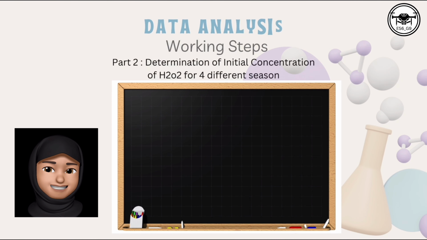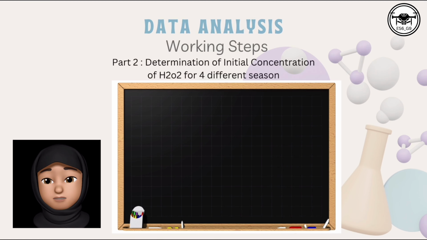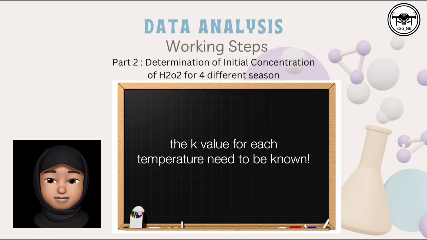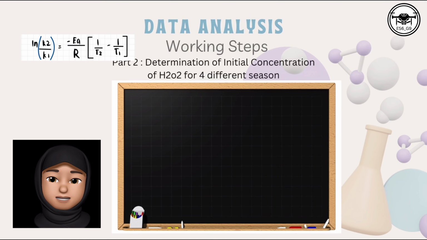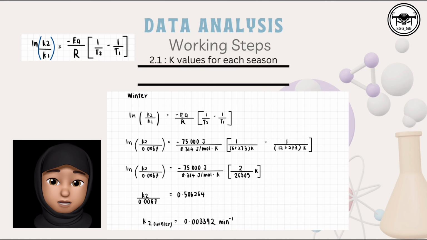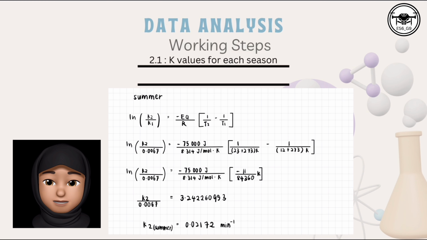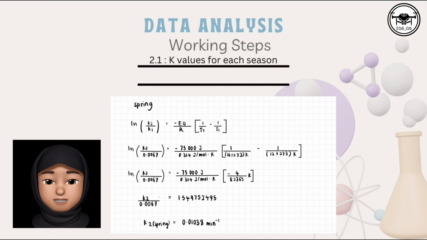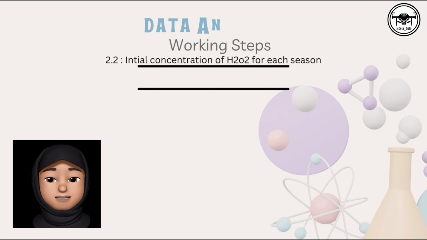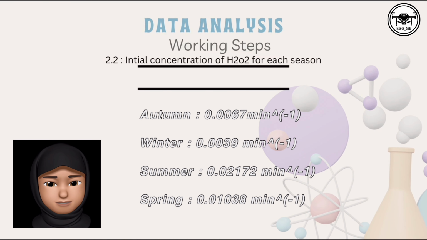Now to part 2, which is the determination of initial concentration for hydrogen peroxide in each of the 4 seasons. But before calculating that, the K values for the other 3 seasons need to be found out first. Using the formula, to get the K for winter, we substitute the said values. For winter, the temperature is 6 degrees Celsius, and we substitute that into the T2 variable. The same steps are repeated for summer and spring using their respective temperatures, which are 23 degrees Celsius and 16 degrees Celsius. We are now done with that. Now we have 4 different values of K for the 4 seasons.